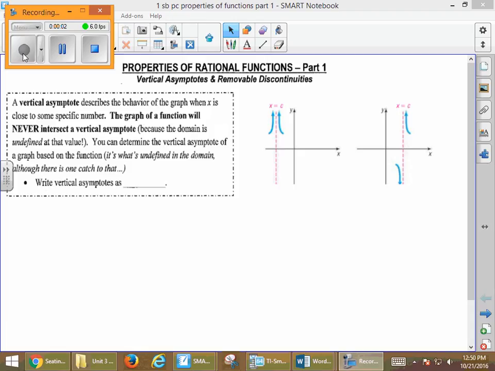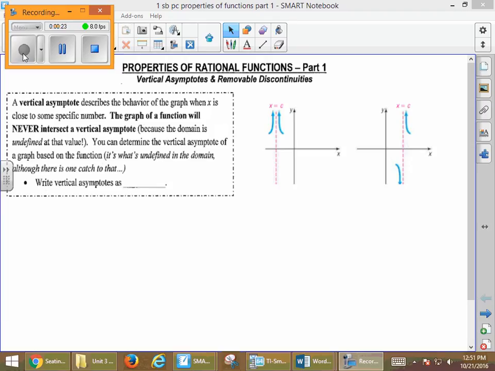Look at properties of rational functions. More specifically, we're going to look at vertical asymptotes and removable discontinuity. Vertical asymptote describes the behavior of the graph when x is close to some specific number. The graph of a function will never intersect a vertical asymptote because vertical asymptotes and domains go together.